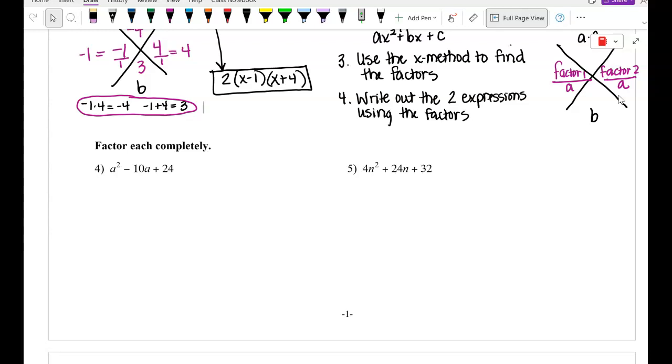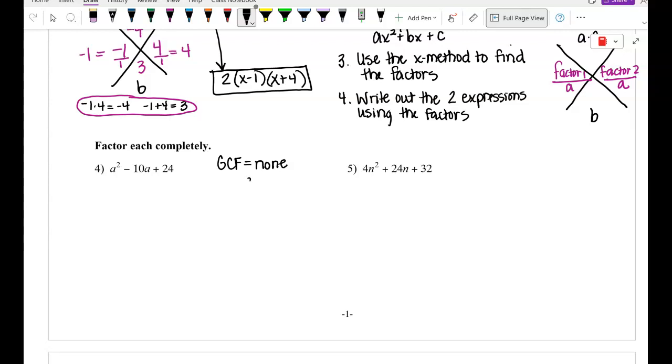So in number 4, we have a squared minus 10a plus 24. So again, that first step: is there a GCF? Is there something that I can divide out of each of those terms? No, so we're going to put none. The reason I'm writing it up there is I want to show that I did check. I just didn't ignore that step. But because the A value is already 1 in this one, there's nothing I can take out.